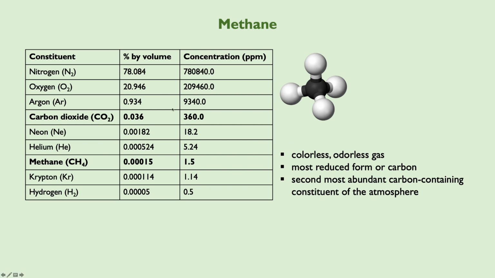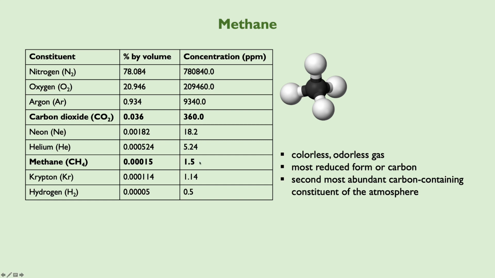So if you look at this table here, which lists all of the gas constituents of the atmosphere, we can see that carbon dioxide is listed as having a concentration of 360 parts per million. This data is actually a little bit old. We know that the concentration of CO2 in the atmosphere is now about 410 parts per million. But importantly here, we can see that the concentration of methane is much less, listed here as 1.5 ppm. So more than 200-fold less than carbon dioxide. But it's still the second most abundant carbon-containing gas in the atmosphere.